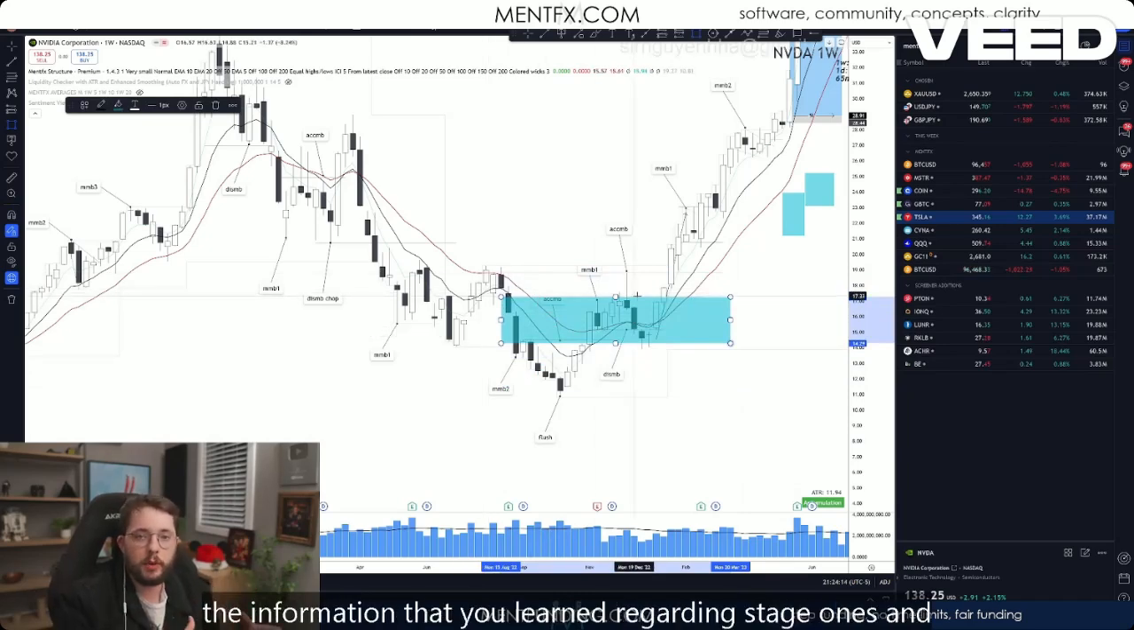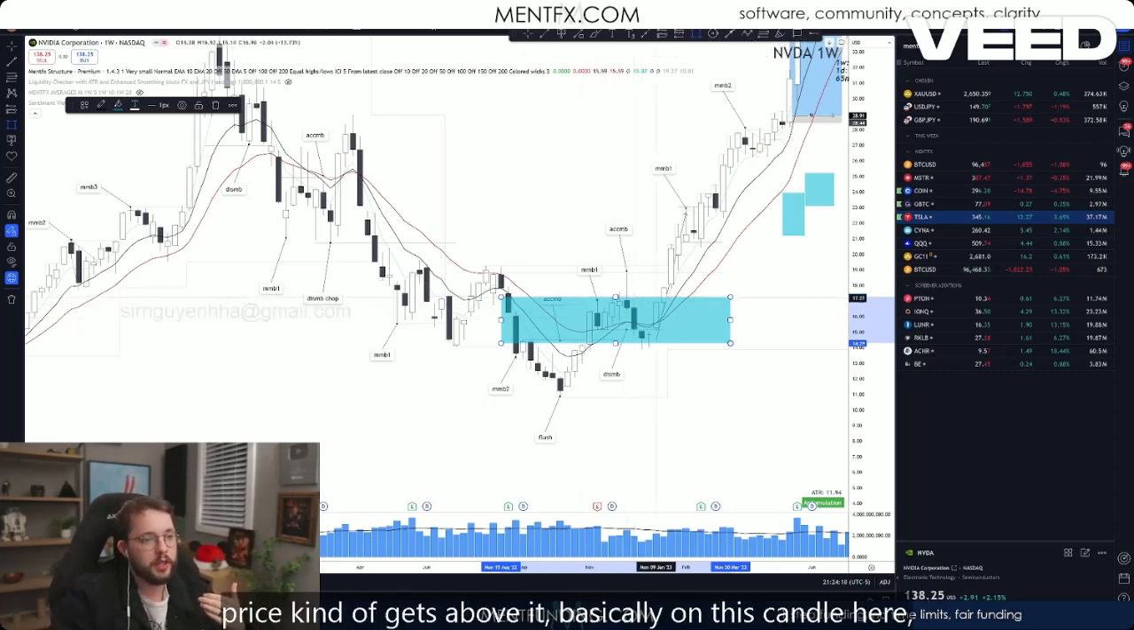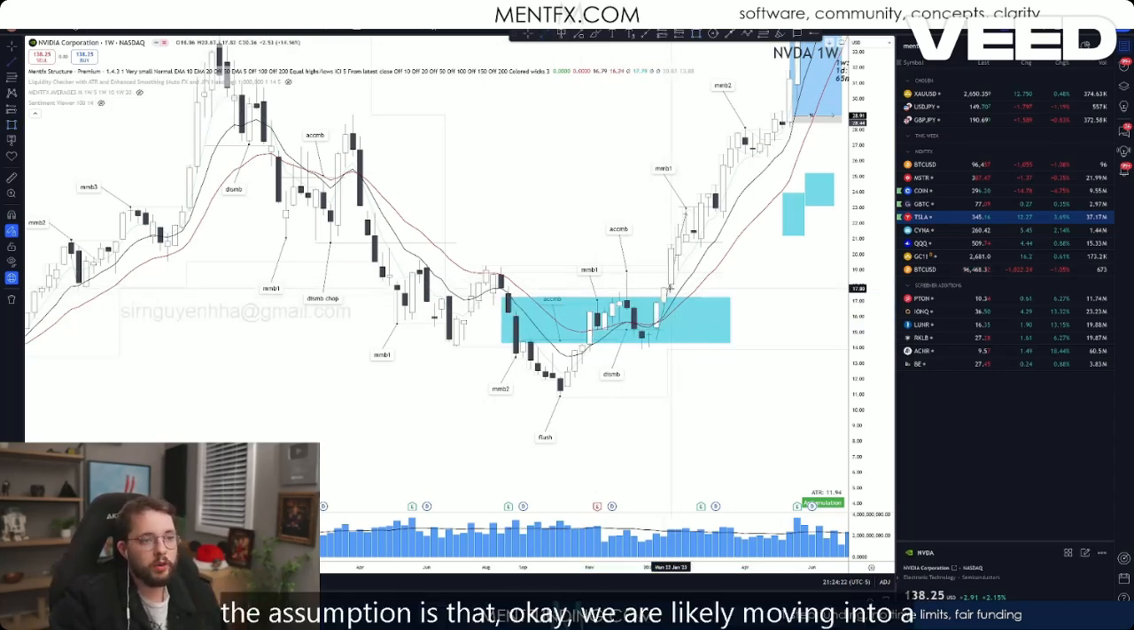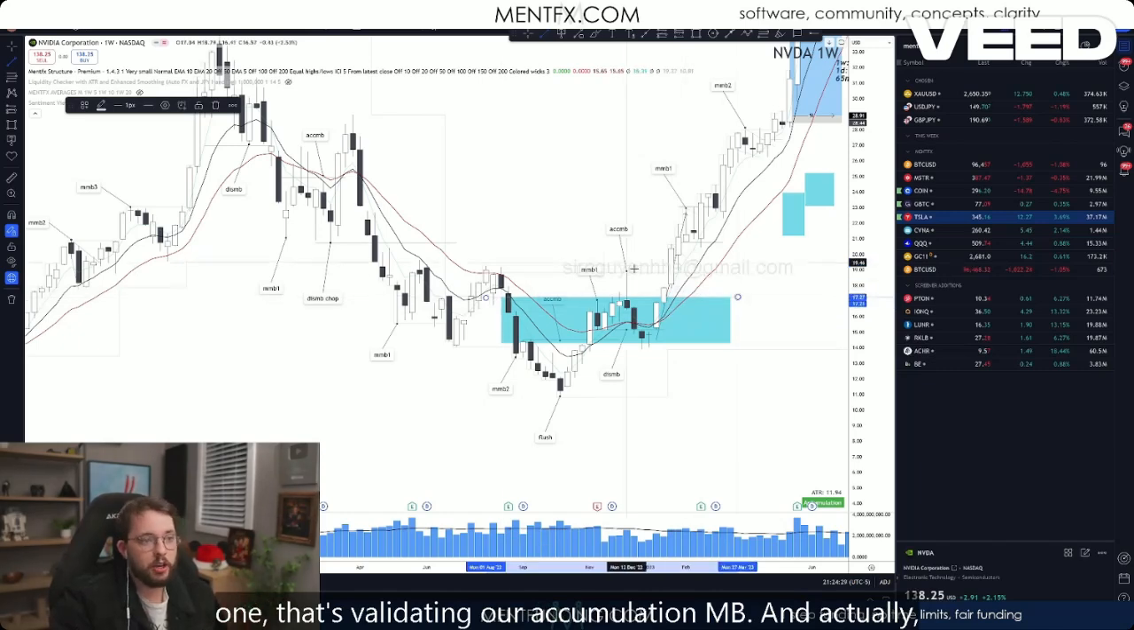Think back to the information that you learned regarding stage 1s and 2s. This is kind of where that action is trapped. So as price gets above it, basically on this candle here, the assumption is that we are likely moving into a momentum cycle because everything is now moving upwards and coming out of that stage 1. That's validating our accumulation MB.